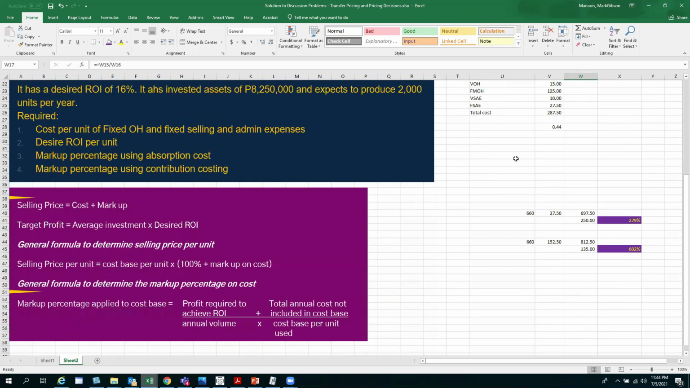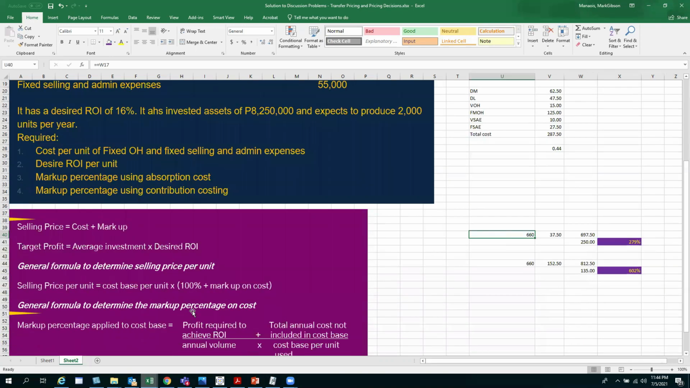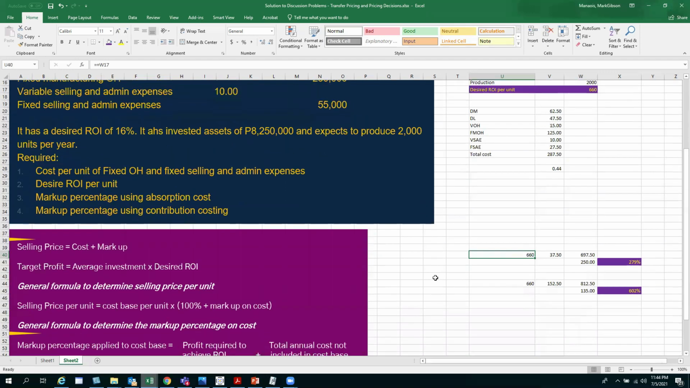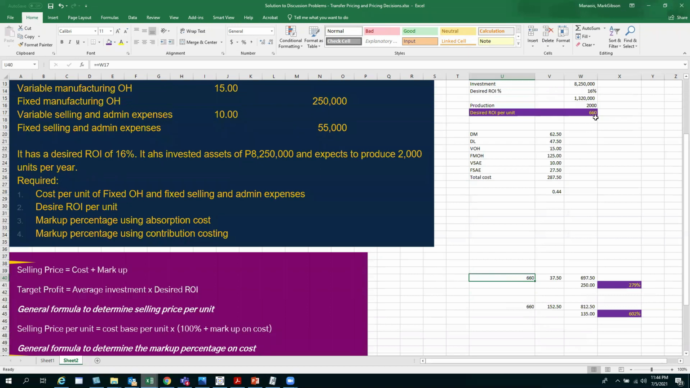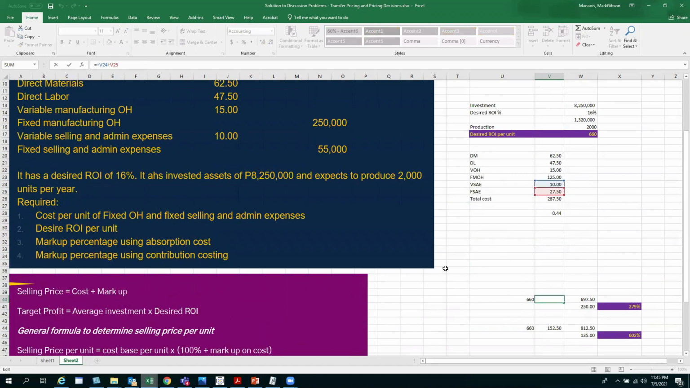Pero siguro, review natin. Paano naman pag-compute ng markup? Ito yung no-brainer ulit, pero sige, pag-usapan pa rin natin. So, sabi natin, number 3, using absorption costing. So, to compute for your markup, yung return on investment. No? So, return on investment natin is 660 plus, ano 'tong 337.5? Ito yung cost not included in the base.